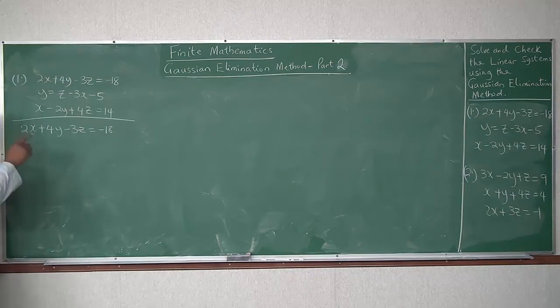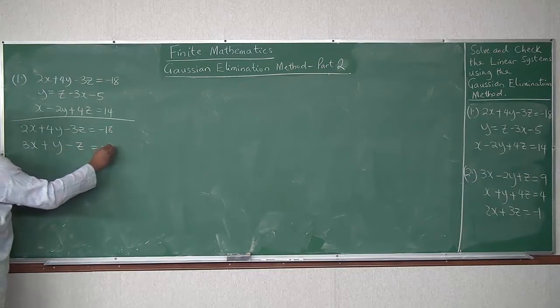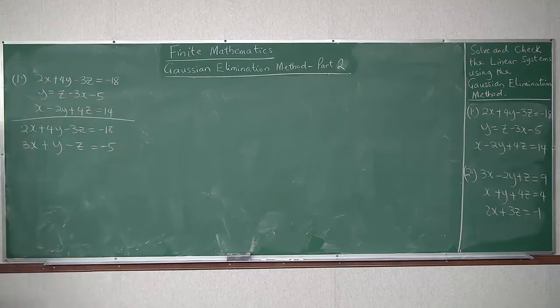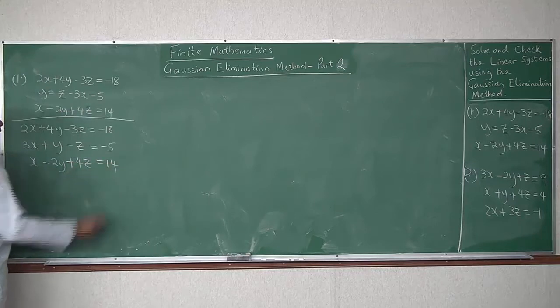Then equation 2, we have to align it. We bring this guy over here. This is 3x. y is there already, plus y. We bring this guy over here, minus z, equal to minus 5. Equation 2 is now aligned. Then x minus 2y plus 4z equal to 14. Alright, so this is now okay.